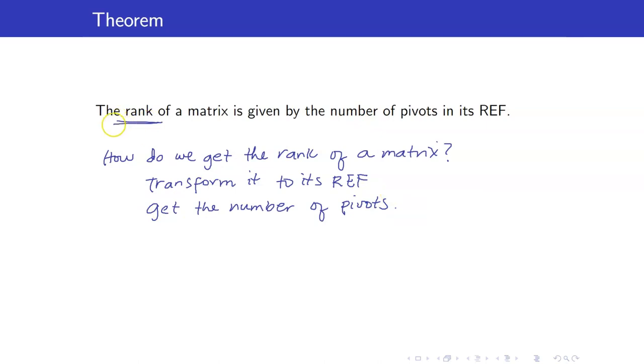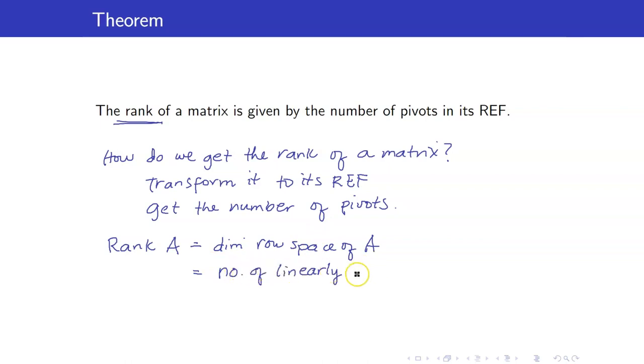One more thing before we end this lesson. What would be another interpretation for the rank of a matrix A? Since the rank of A is the dimension of the row space or column space of A, the dimension of the row space of A counts the number of linearly independent rows of A. So hence, the rank of A is the number of linearly independent rows of A.